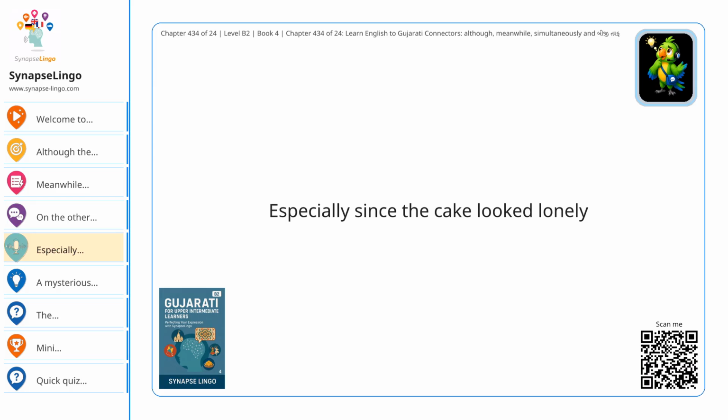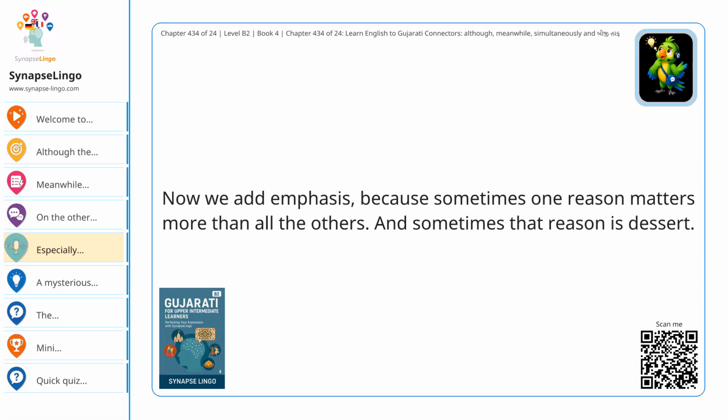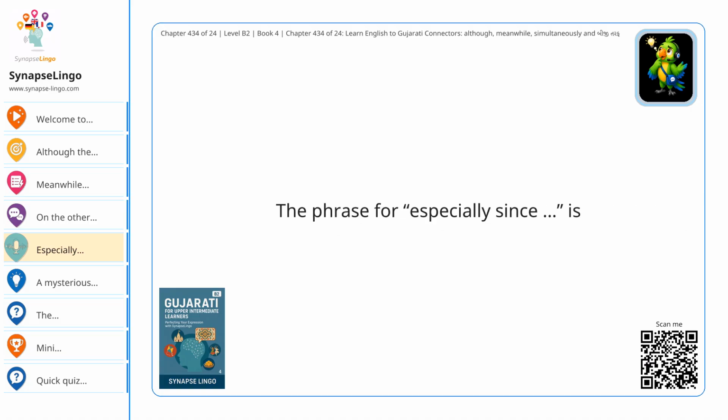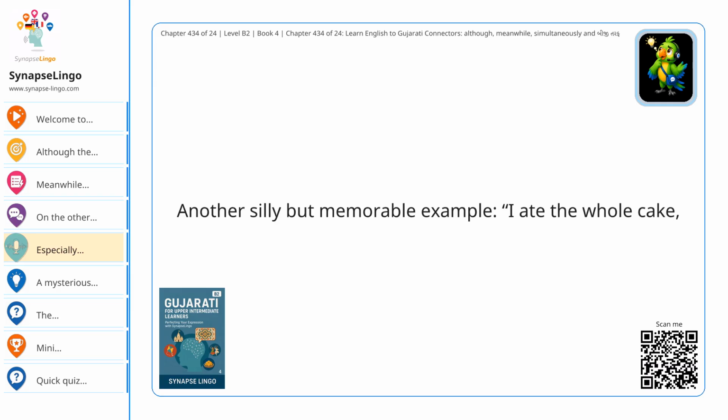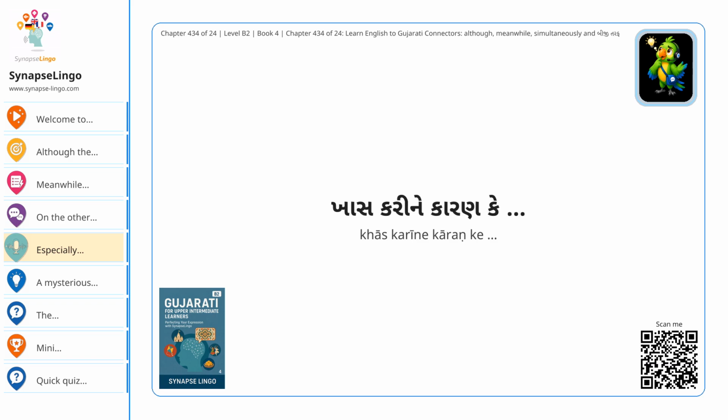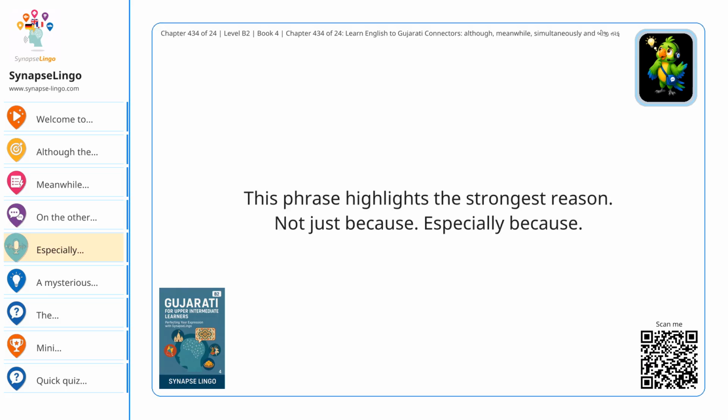Especially since the cake looked lonely. Now we add emphasis, because sometimes one reason matters more than all the others. And sometimes that reason is dessert. The phrase for especially since is this one. Example: I stayed longer, especially since it started raining. Another silly but memorable example: I ate the whole cake, especially since it looked lonely. This phrase highlights the strongest reason. Not just because, especially because.